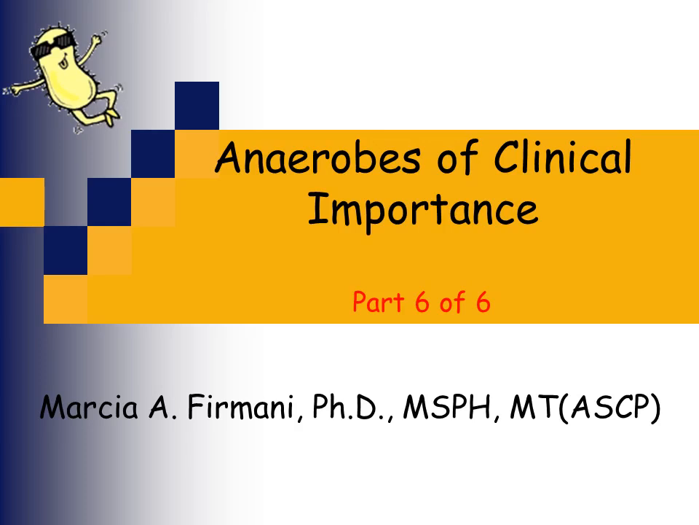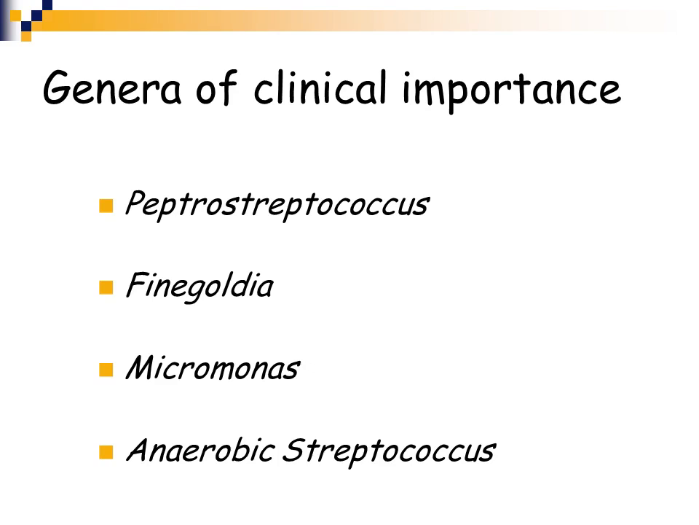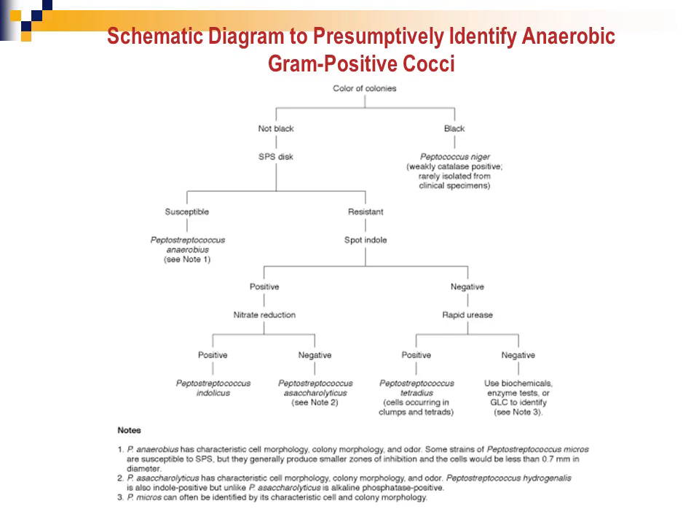Okay, this is the last part of our anaerobe lecture, and this is a very short lecture. We're going to finish up our anaerobes and talk about the last group, which are the gram-positive cocci. And the genera of clinical importance in the anaerobic gram-positive cocci are Peptostreptococcus, Finegoldia, Micromonas, and the anaerobic Streptococcus organisms.